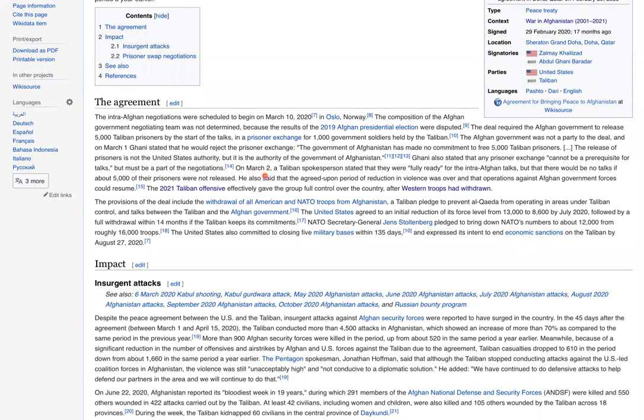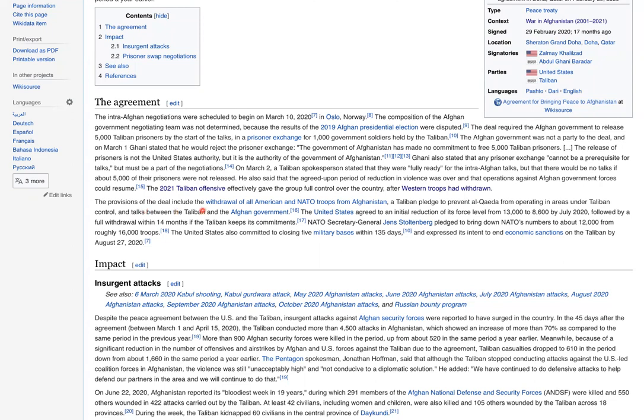On March 2nd, a Taliban spokesperson stated that they were fully ready for the intra-Afghan talks, but that there would be no talks if about 5,000 of their prisoners were not released. He also said that the agreed upon period of reduction in violence was over and that operations against Afghan government forces could resume. The 2021 Taliban Offensive effectively gave the group full control over the country after Western troops had withdrawn.